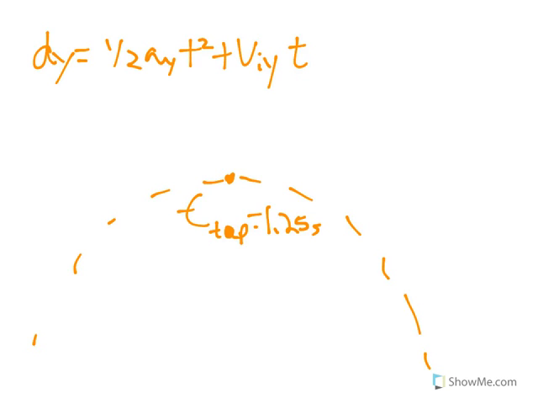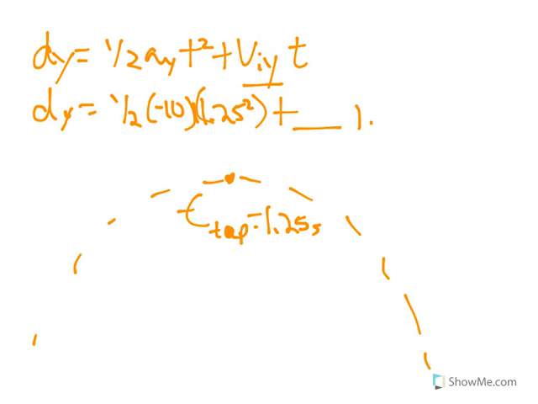Now, here's the key thing that we need to look at in this particular case. We do not know what the initial velocity in the y is. So, let's go ahead and fill in the rest of it though. dy equals 1/2 times -10 times 1.25 squared plus something times 1.25. So I've got to figure out what that something is.